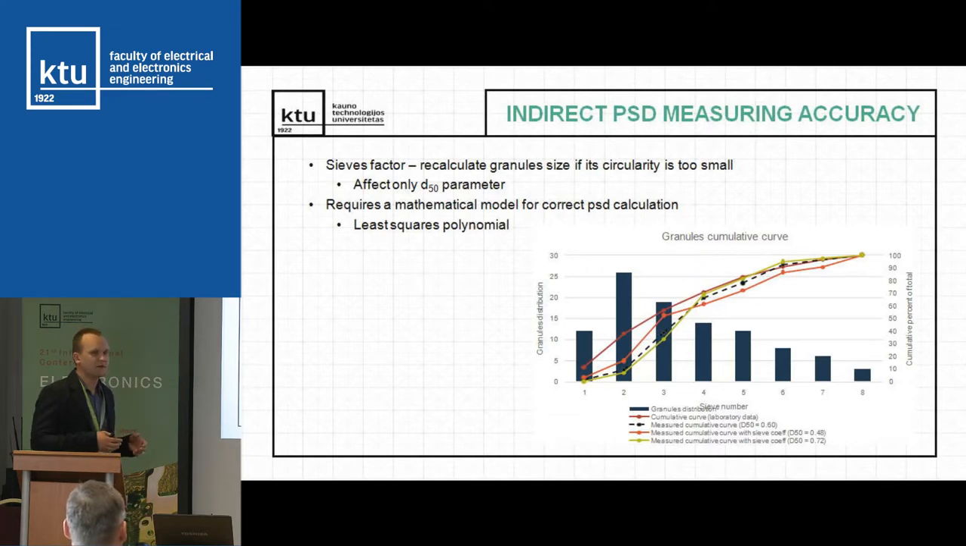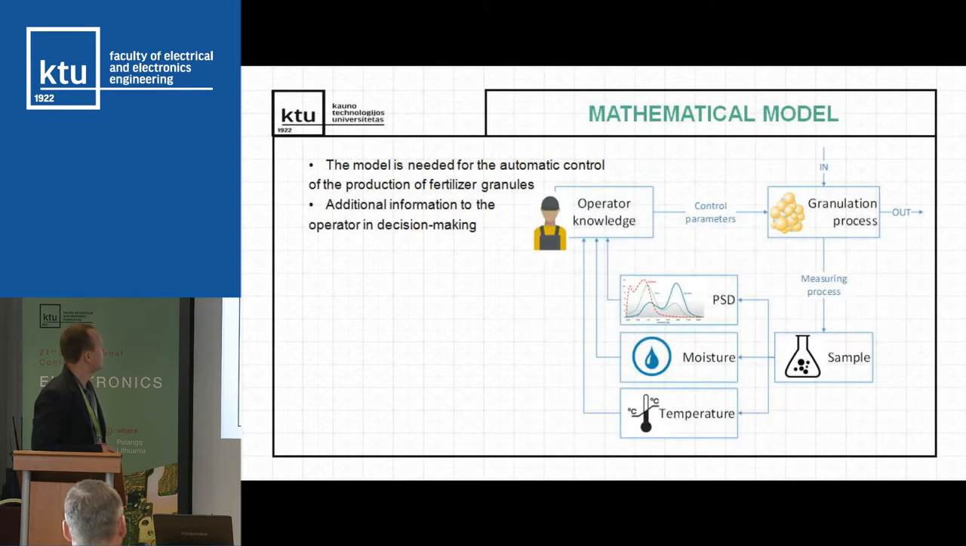But if we are talking about granules whose size is smaller than 1 millimeter, we need to use some mathematical model which could help to recalculate our results. One of the simplest models could be a least squares polynomial. And the main idea is to control the granulation process. We need to take samples at short intervals and measure the particle size distribution. We also need to get moisture and temperature and maybe some other parameters, which could be implemented in our mathematical model, and we can offer an operator to choose the most accurate parameters for controlling the granulation process.